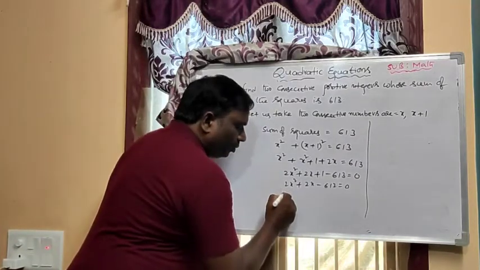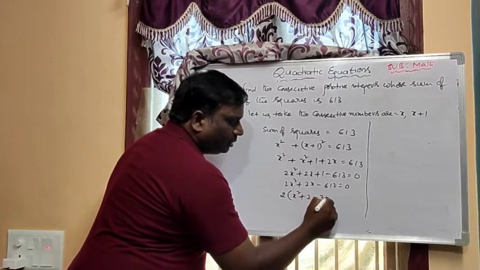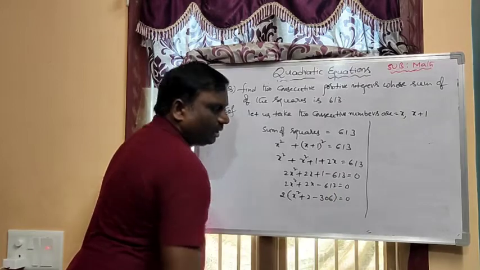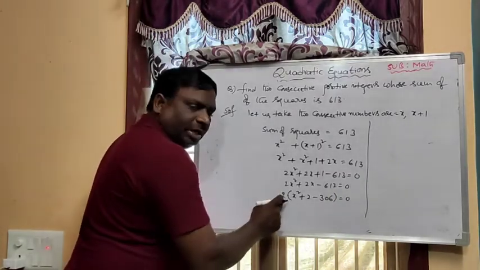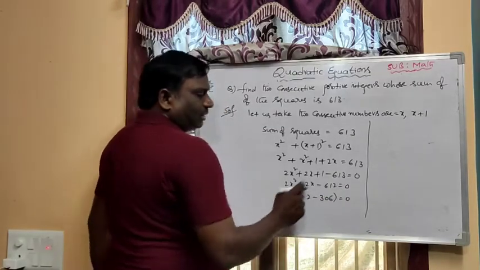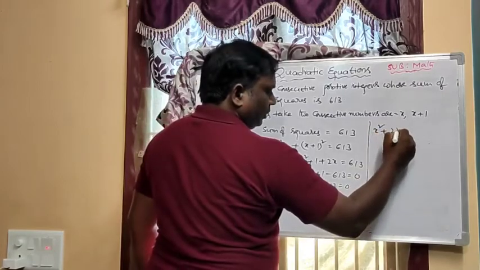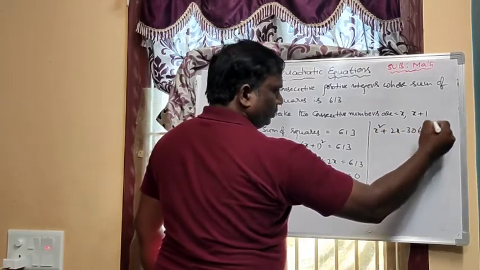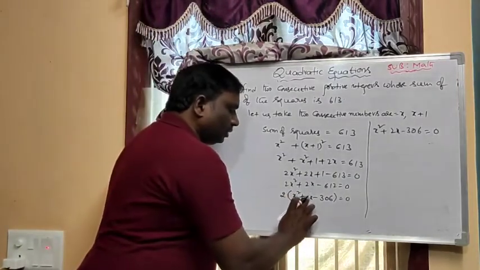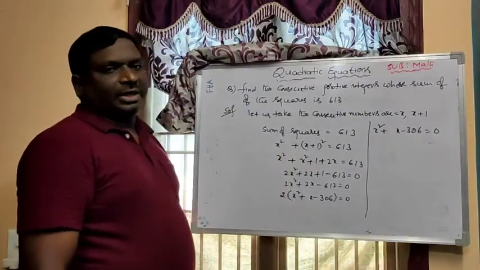Now if you take common 2, x square plus x minus 306. The 2 here is multiplying, when it goes to the other side, 0 by 2 is 0. So our equation is x square plus x minus 306 equal to 0. So how to find the factors?